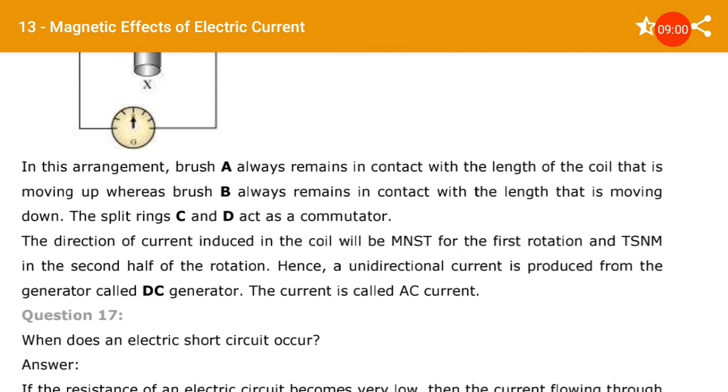The direction of the current induced in the coil will be MnST for the first half of the rotation, and in the second half of the rotation it will change, that is TSMN. So that is why unidirectional current is produced from the generator, called a DC generator. This current is called AC current.